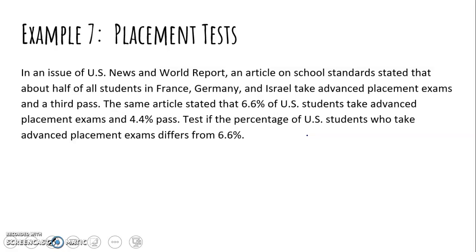All right, example 7. In an issue of U.S. News and World Report, an article on school standards stated that about half of all students in France, Germany, and Israel take advanced placement exams and a third pass. The same article stated that 6.6% of U.S. students take advanced placement exams and 4.4% pass. Test if the percentage of U.S. students who take advanced placement exams differs from 6.6.